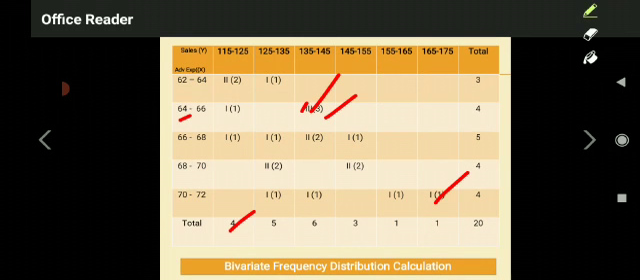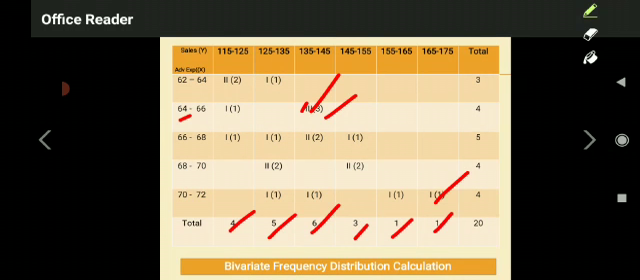Look at the class interval of 125 to 135. In 62 to 64, 66 to 68, 68 to 70, 70 to 72, there are 5 observations. There are 5 frequencies, what we call it. In 135 to 145 there are 6, in 145 to 155 there are 3, in 155 to 165 there is only 1, and in the last class interval 165 to 175 there is only 1.